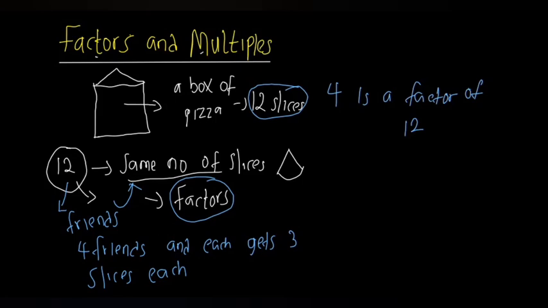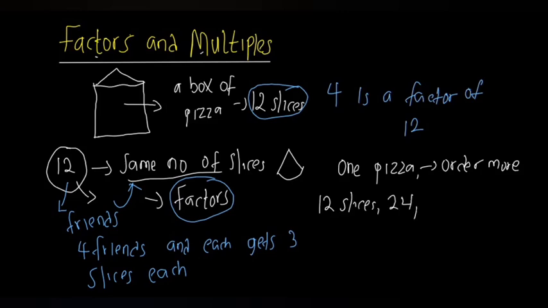Now when we talk about multiples, it is like skip counting. So instead of me having just one pizza, I keep ordering more, but this time I order them in multiples. So I order 12 more slices. I increased it to 24. I increased it to 48, and so on and so forth. I'm increasing them in multiples, meaning that 12 is a multiple of 12.